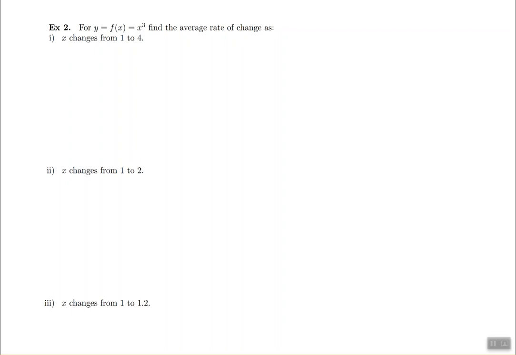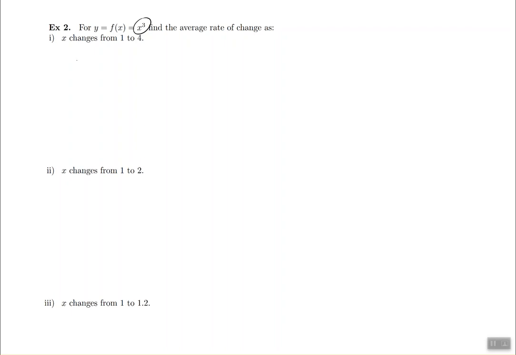Example 2 repeats exactly what we did in example 1, so I would advise you to pause the video right here and try to find the average rate of change. The only difference in this problem is that instead of x squared, we have x cubed as the function. So pause it here and see if you can get at least the first one done correctly.